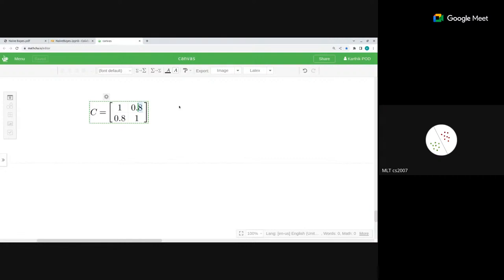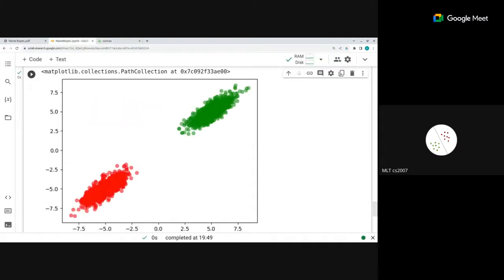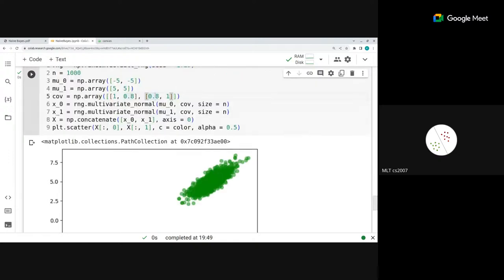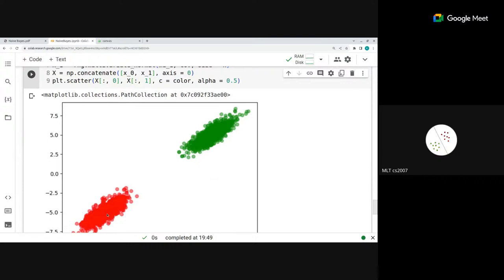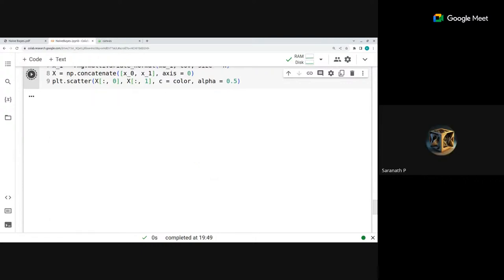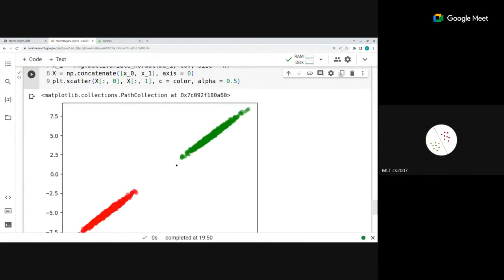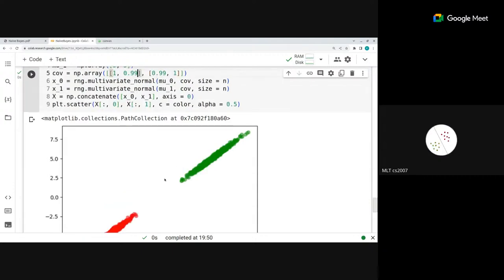So let's see what happens if we make this 0.99. Let's just make this 99. What will happen to these two blobs? Even more strong, right? So very strong correlation, and it almost looks like a line. Yeah, exactly.